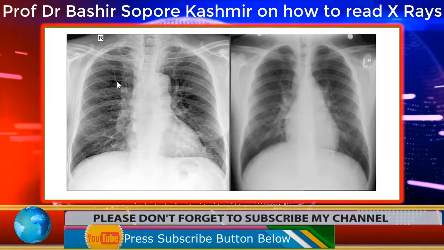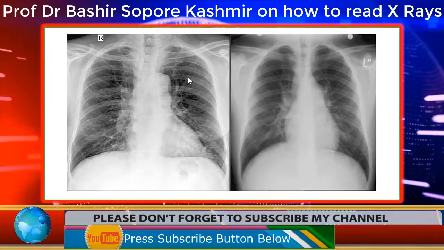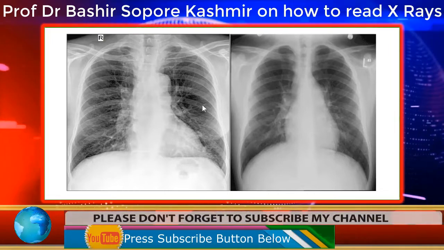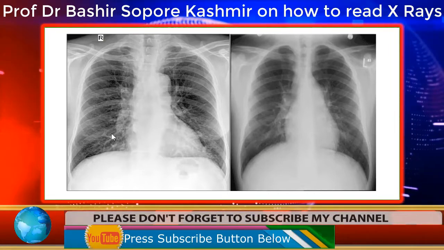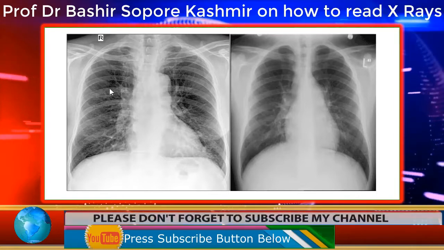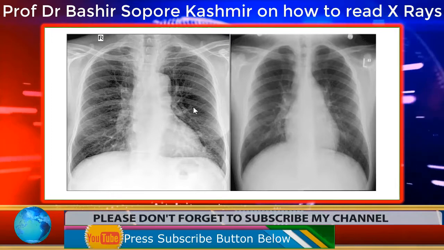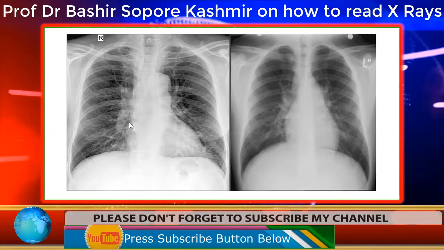So you can see here these striations. See the line is going up, right? You can see these lines going up, right? Going down, right? Going like this. You can see very clearly that small narrow linear opacities are there.